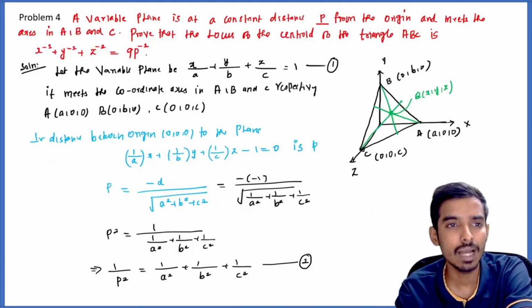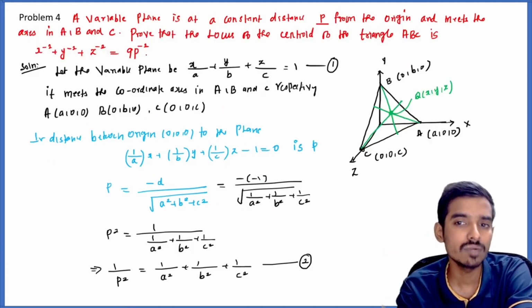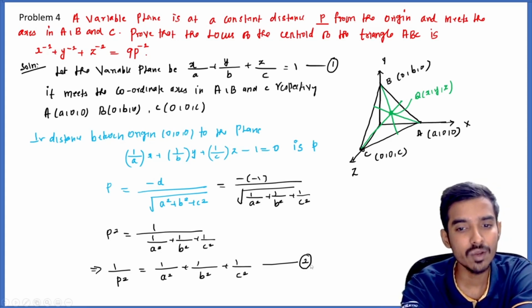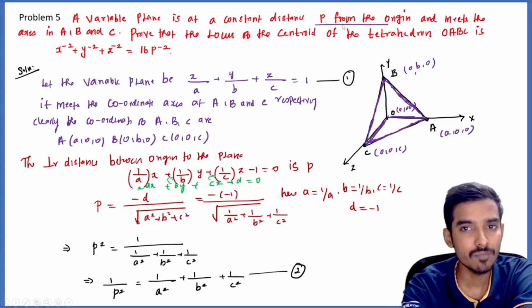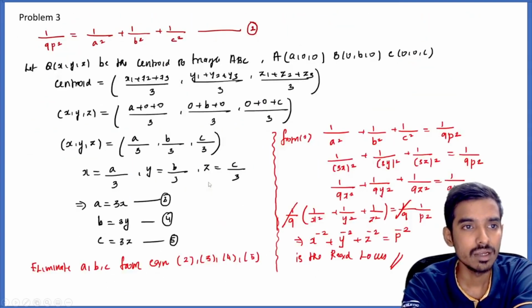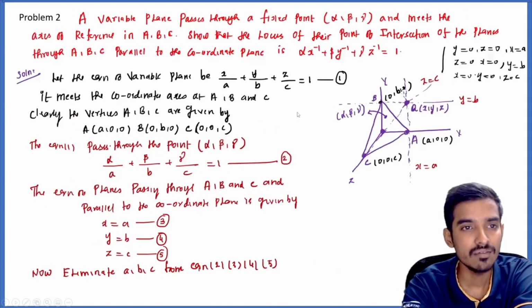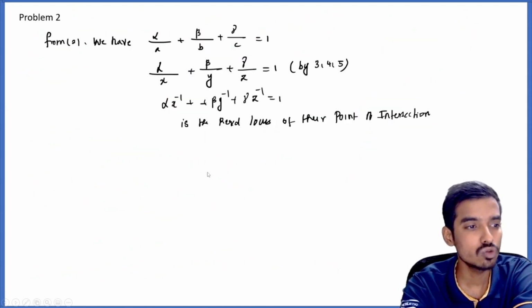All are very, very easy problems. Just go through and do the problems once again, right? It is the distance of P from the origin, so you will get equation number 2 here. Now in the first problem, it is given that it is the distance of P from the origin, right? So we'll get the equation here. All are very similar problems. So go through this video once again and do the problems. All are very, very easy problems.